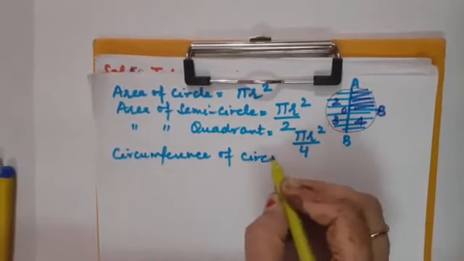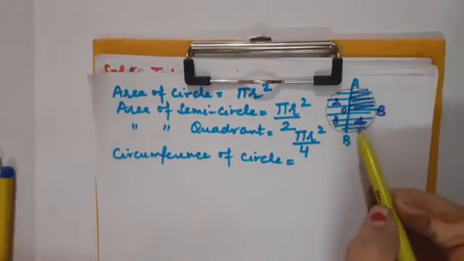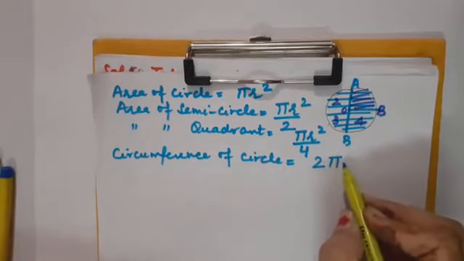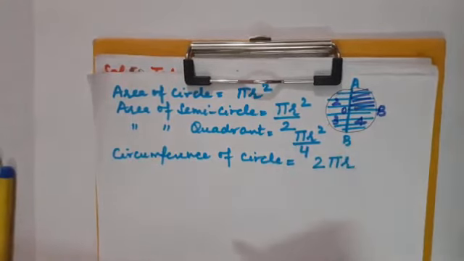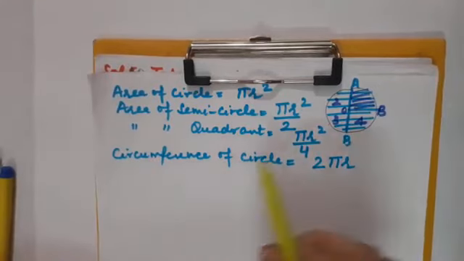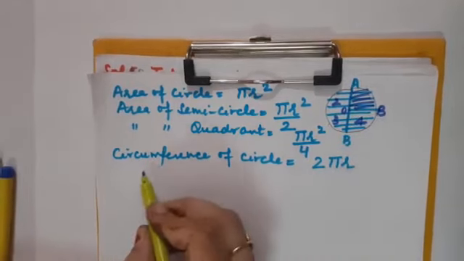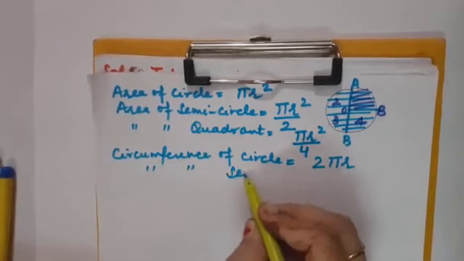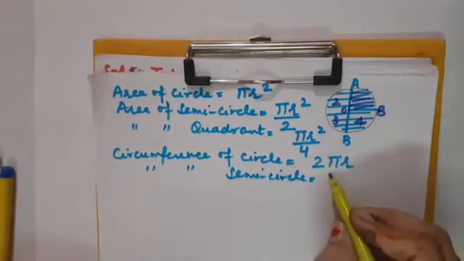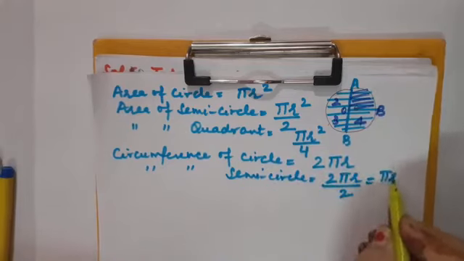Next comes the circumference of the circle. Circumference, you know, is nothing but the boundary. So how to calculate the length of this complete circumference? That will be equal to 2 pi r. So the circumference, or the length of the boundary of the circle, is 2 pi r. Clear? If I say the circumference of the semicircle, again that would become half only. So this is 2 pi r upon 2, that is equal to pi r.